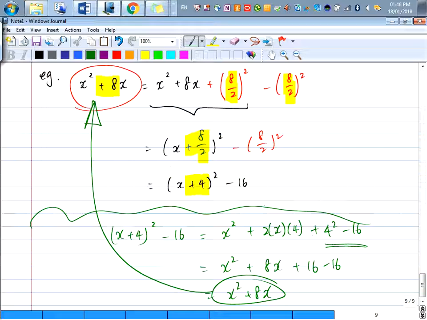Okay? So, what have I done? Originally, this was what I was given. x squared plus 8x. I added in a term. I subtracted the term. I chose the first 3 terms to combine into a perfect square. Then I find out what is the remainder, which is negative 16. And they are still equivalent. Okay? Any questions so far? Otherwise, let me try another example with you.